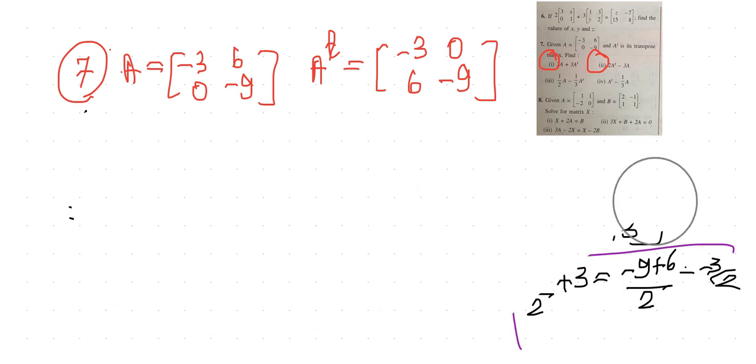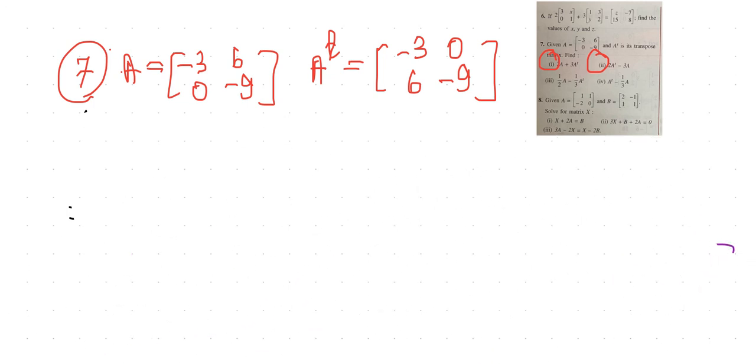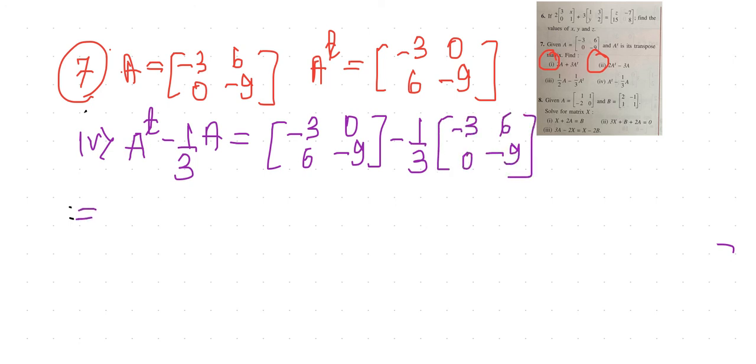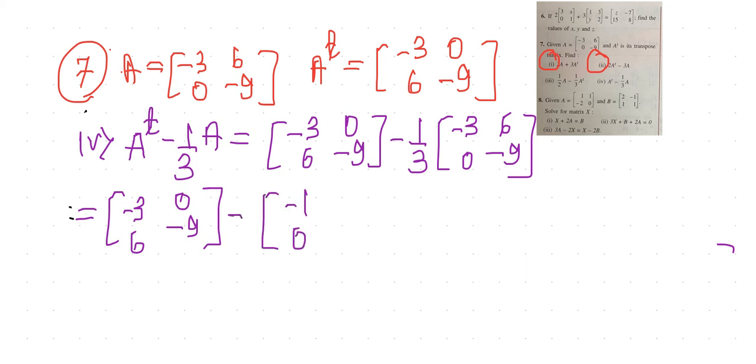So there, what do I have? That is also an easy one actually. So here you will be writing down what the fourth one is. A transpose minus 1 by 3 of A. So A transpose is how much? It is equal to minus 3, 6, 0 and minus 9, and 1 upon 3 of A will be this, and A is minus 3, 0, 6, minus 9. So this will be equal to how much? This is minus 3, 6, 0, minus 9, and then 1 upon 3 is minus 1, 0, then this is 2 and this is minus 3.